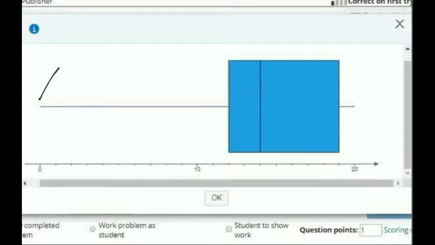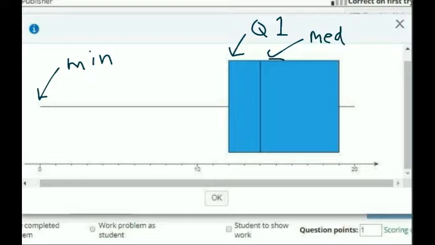So remember, over here is the minimum. Right here is Q1. That's the median, or Q2. This is Q3. And since we don't have any outliers here, this is the maximum. So we've got to use a little intuition about this graph.